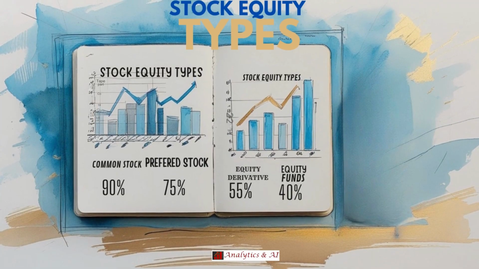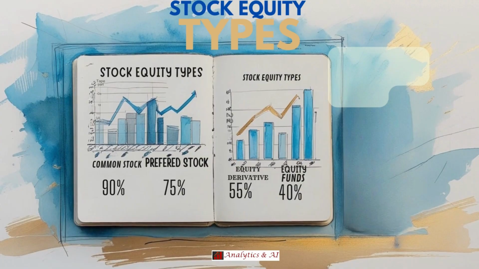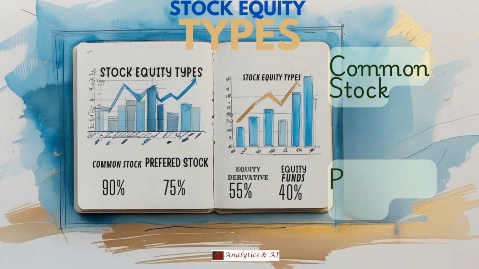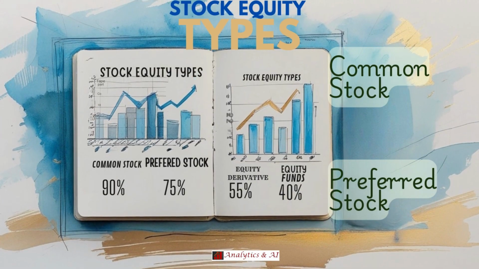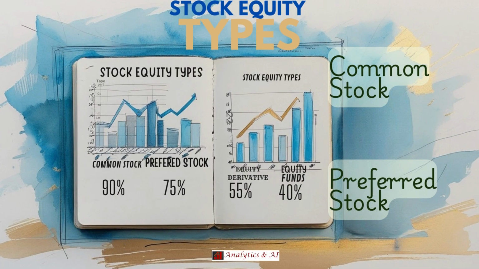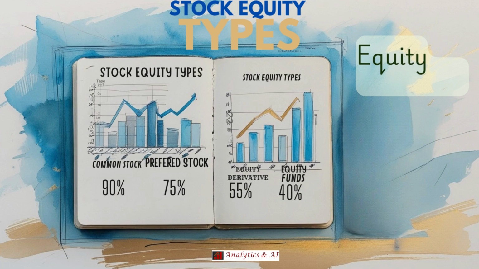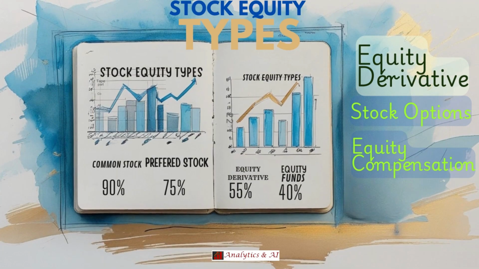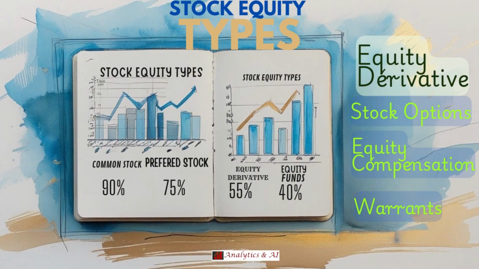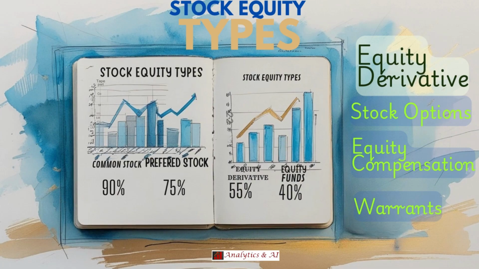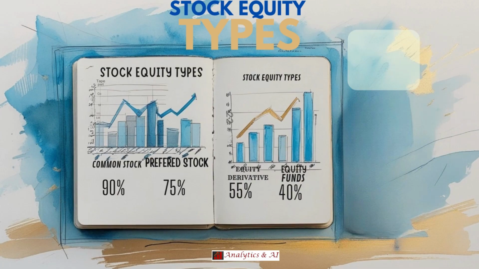Several instruments are included in the stock equity pool. Common stock has voting rights and is generally eligible for dividends. Preferred stock has fixed dividends, but usually no voting rights. Even though they behave like bonds, they are not debt instruments. Equity derivative instruments, which include stock options and equity compensation options such as ISOs, ESPP, RSUs, and warrants, provide exposure to equity, even if they are not traditional shares. More detail is included on equity compensation in a separate video.